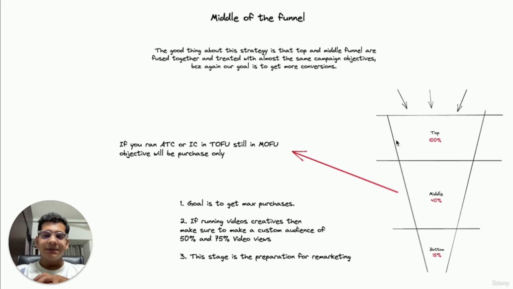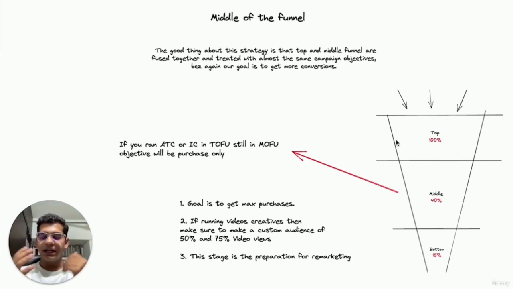Now, basically, if you are running, let's say, an add to cart or initiate checkout campaign in the top of the funnel, then in the second, middle of the funnel, what you should do is actually start with the purchase. If you're not doing it in the top of the funnel, let's say you're doing add to cart in the top funnel, now start with purchase. So basically the middle of the funnel always has to stick with the purchase objective. Start your ad, make your ad.